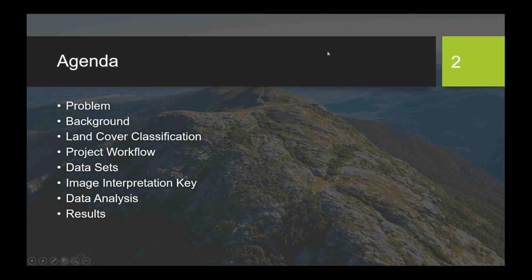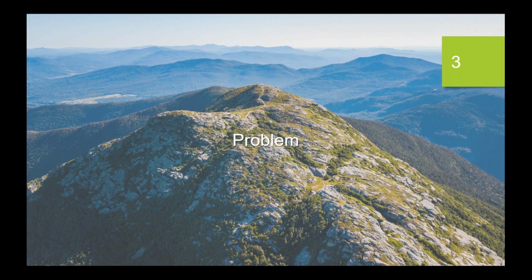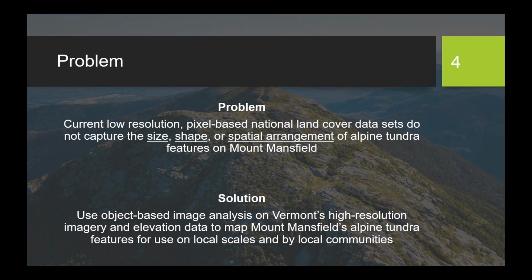Next slide. Basically, we're running through the project start to finish, starting from the problem I was trying to solve, the data and workflows I used, data analysis, and hopefully the most important part, the results. Specifically, the problem is that national level datasets that are pixel-based and at coarser resolutions don't really capture the complexity of the Tundra features, the size, shape, or spatial arrangement of the features on Mount Mansfield.